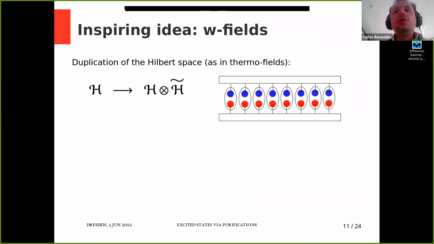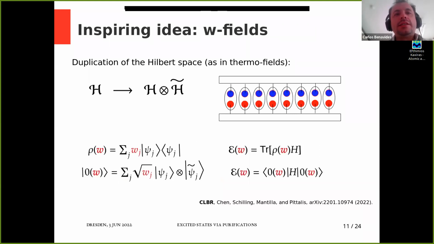So with this, we want to introduce W fields. W fields is exactly the same idea. We make this average here with some orthogonal states, and we do the same trick. With the square root here, we turn this bra into a ket, and this belongs to the fictitious space here. And then again, if I want to find the energy, instead of doing the trace with the density, it is the average with this pure state. More details are in the arXiv preprint version of this work.